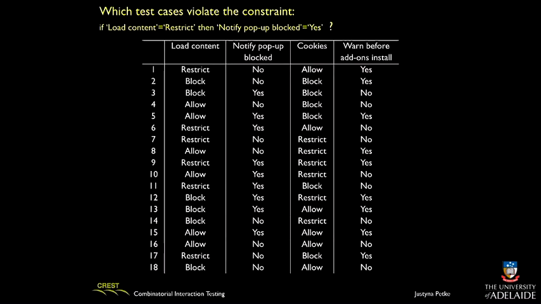Where do we see this in our test cases? In our 18 test cases, restrict in this column here and notify pop-up blocked yes. So restrict yes here, for example. Restrict yes. So 2 test cases violate what the customer has specified. Sorry, the other way around. I confused myself. So how did I do this?